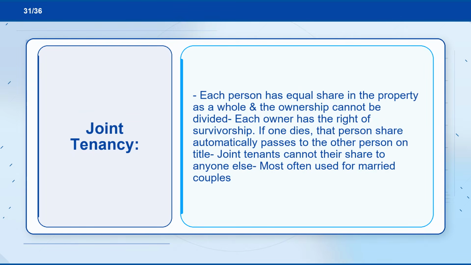Flashcard 31. Term, joint tenancy. Definition: each person has equal share in the property as a whole and the ownership cannot be divided. Each owner has the right of survivorship. If one dies, that person's share automatically passes to the other person on title. Joint tenants cannot sell their share to anyone else. Most often used for married couples.